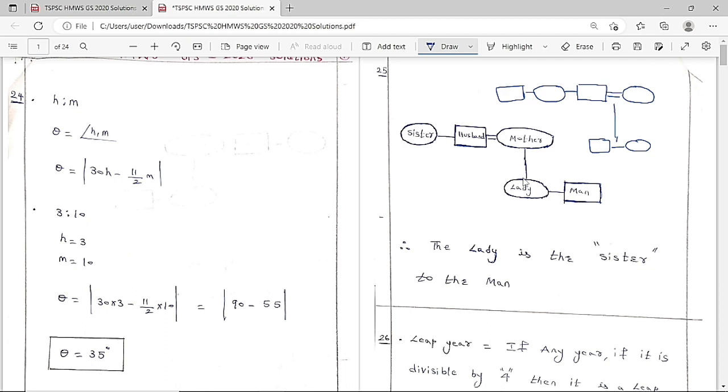So these things you always have to keep in your mind. You can say this lady is the sister of this man, and this man is the brother of this lady. So this is the correct solution of this question.